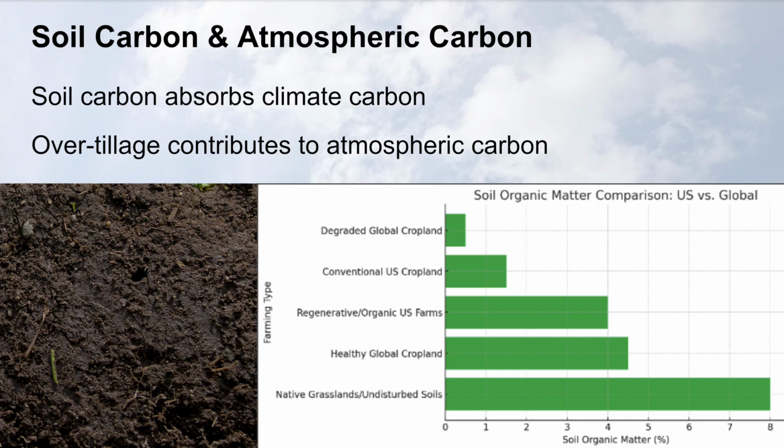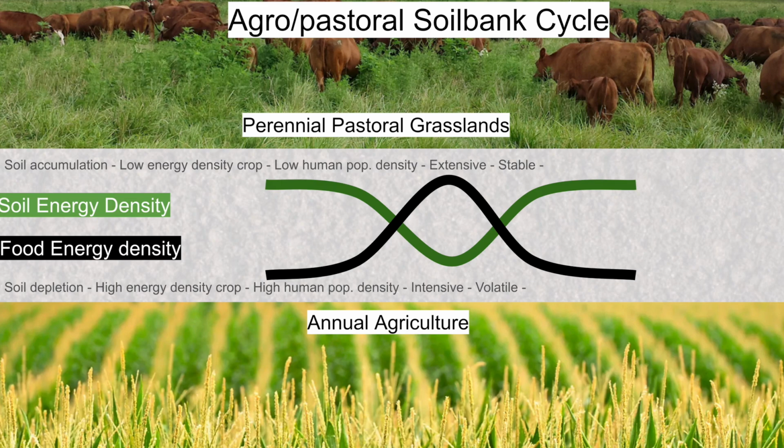However, croplands require very careful management and will almost always deteriorate soil health. The real solution to regenerating soils is to return them to perennial pastures. Worth mentioning is what I call the agro-pastoral soil bank cycle. Somebody else out there might have a better name for it. I won't go deep into it here, but the cycle works as follows.